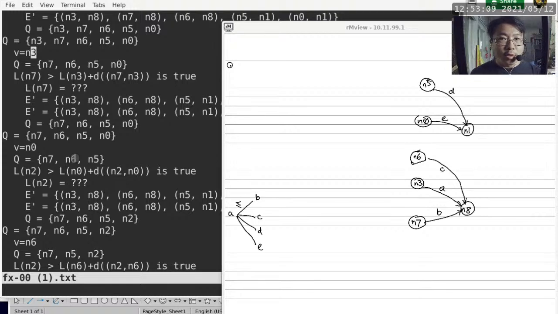But before we go there, there's one more thing that we need to know. Because we are now looking at the edge of n7 to n3. So we know there's an edge from n7 to n3, n7 to n3, there's an edge here.